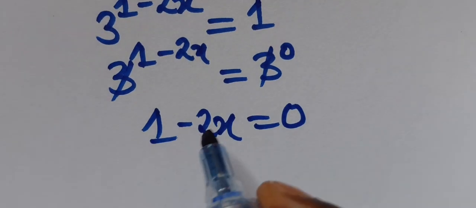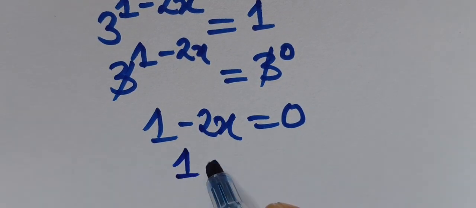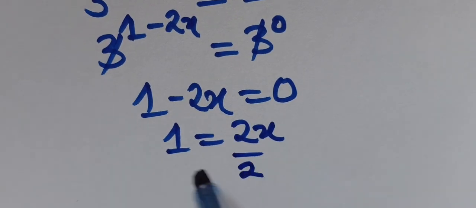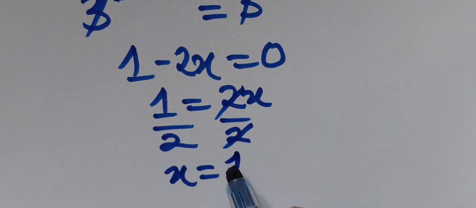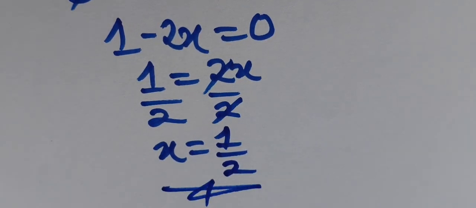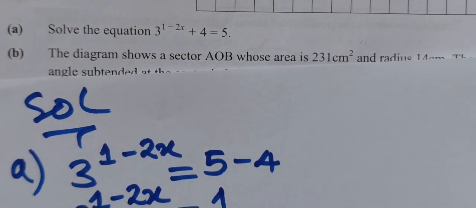Then to find x, we simply move 2x to the right side. And this will be 1 equal to 2x. Then divide through by 2 both sides. And this will give x is equal to 1 over 2. So this here is the answer for the first part, when we've been given to solve the equation 3 to the power 1 minus 2x plus 4 equal to 5.